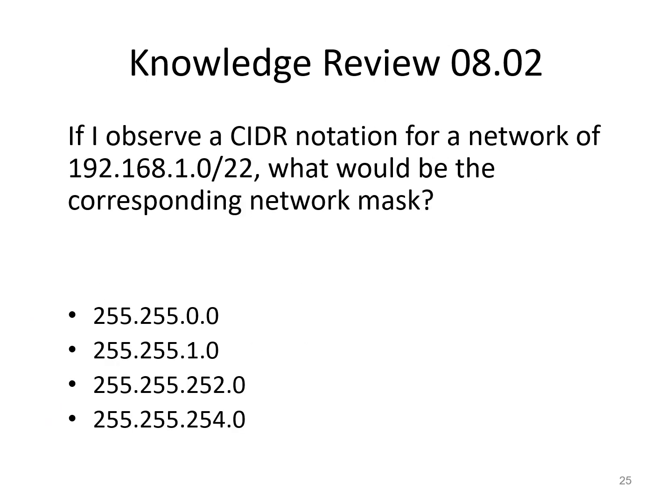If I observe a CIDR notation for a network of 192.168.1.0/22, what would be the corresponding network mask? 255.255.0.0, 255.255.1.0, 255.255.252.0, or 255.255.254.0.